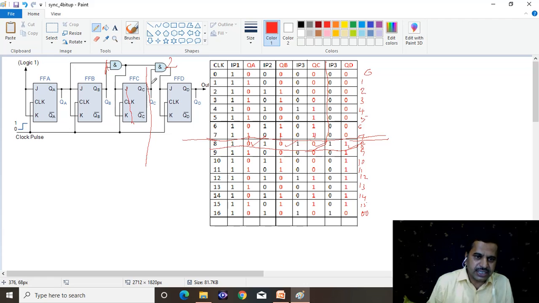The only difference is that the working of the 4-bit synchronous counter is the same as that of the 3-bit synchronous counter, except that one additional stage and one gate are added. So further you can study on your own. There is no need for much more explanation.